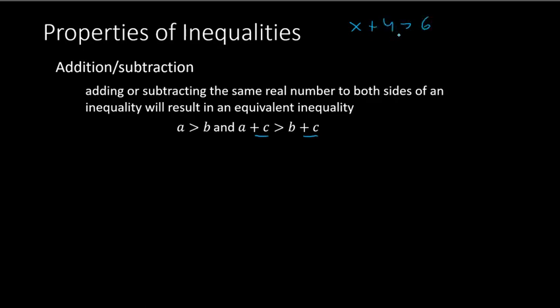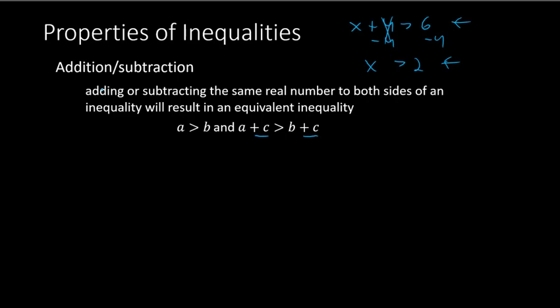For example, if we had x plus 4 is greater than 6, and you're trying to solve this, you can either add or subtract the same thing to both sides, and here we want to subtract 4 from both sides, and that would solve for x to get x is greater than 2. The initial inequality and your answer are both equivalent inequalities. And that is allowed, the subtraction of the same number from both sides, because of this addition and subtraction property.